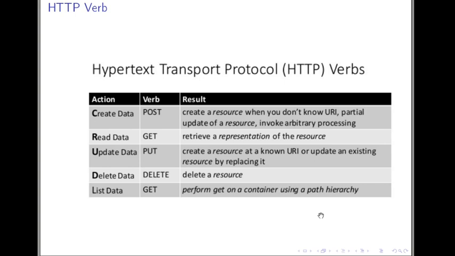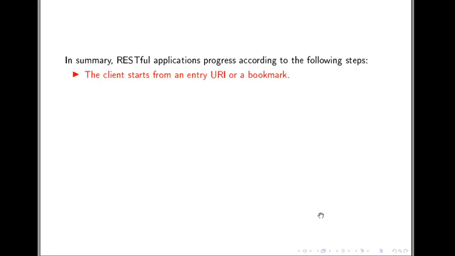DELETE deletes a resource. GET on a container uses a path hierarchy, to list and retrieve data. CRUD operations are basically performed with POST, GET, PUT, and DELETE. If you have to partially update, we have another method called PATCH. And GET is also used to list all the data.